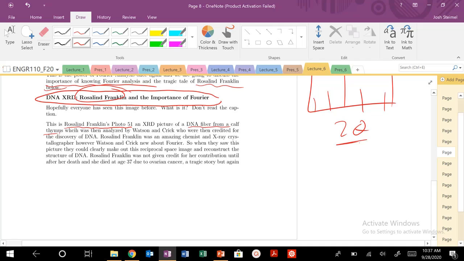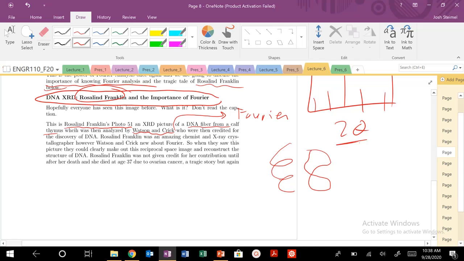Rosalind Franklin was an amazing chemist and X-ray crystallographer. She showed this photo, and Watson and Crick were able to see it, and they immediately understood it, because they were experts in Fourier analysis. Rosalind Franklin's group, the Watson and Crick group, and another group at the same time were all narrowing in on the helical structure of DNA, that double helix, which is a horrible drawing right there.